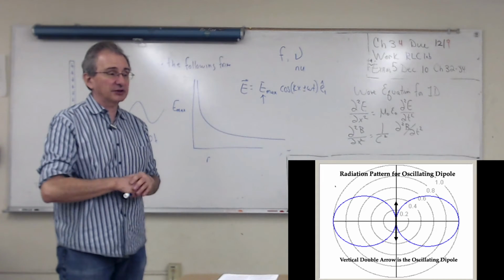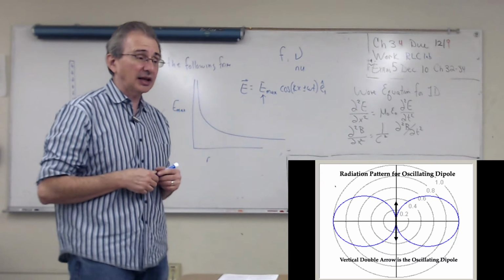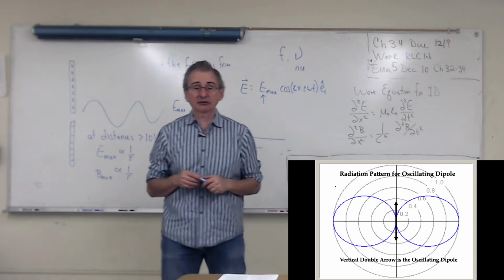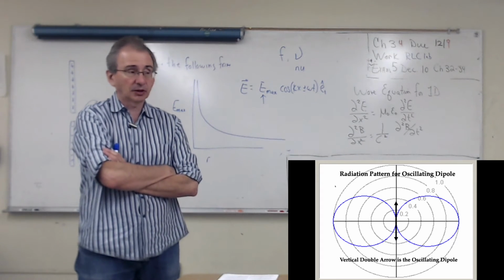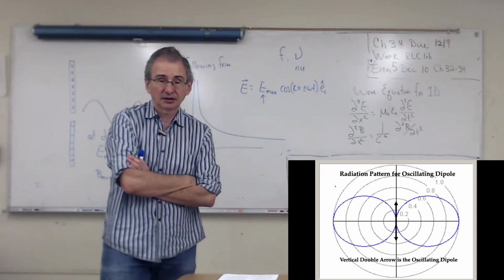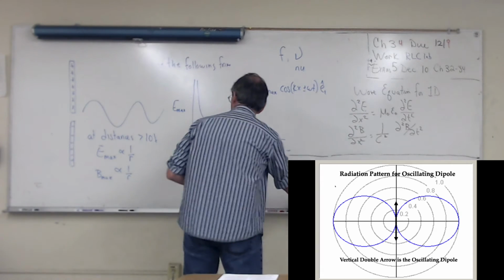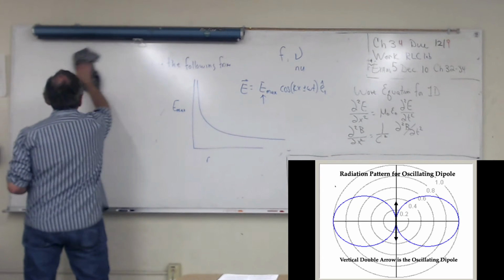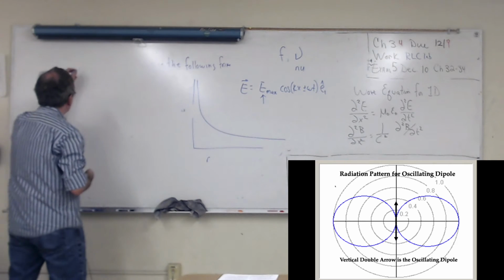This is a figure that represents the amount of energy per unit area per unit time that's radiated from a dipole. The dipole is oscillating in the vertical direction. The blue represents the radiation of the light. So let me plot that on the board. Notice there's no energy radiated along the axis of the dipole.